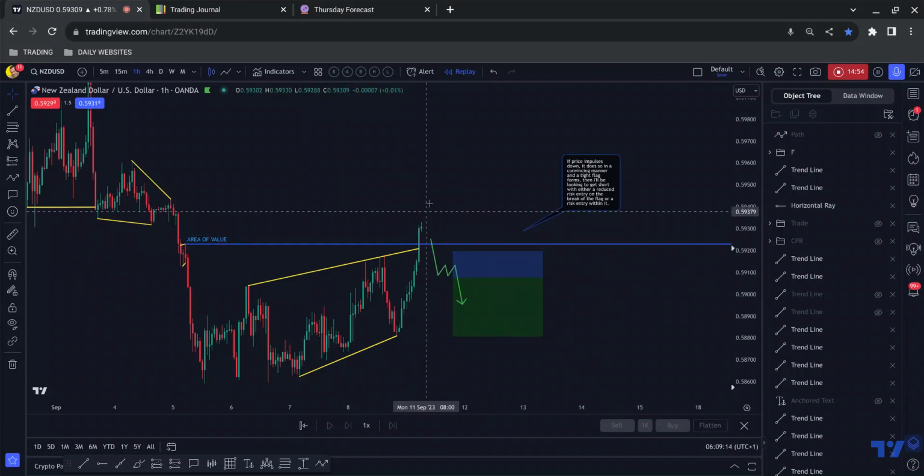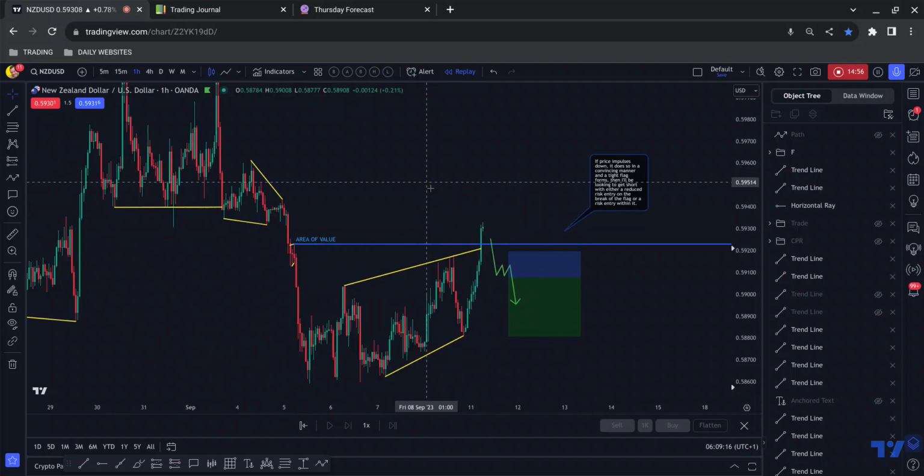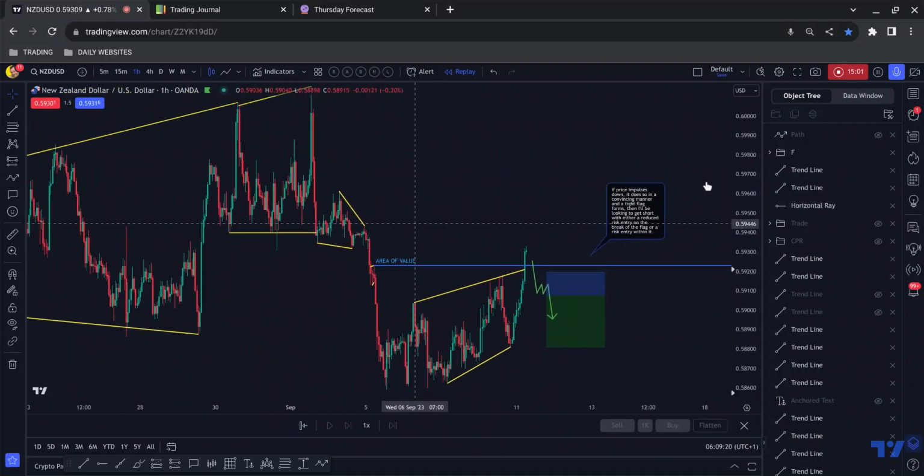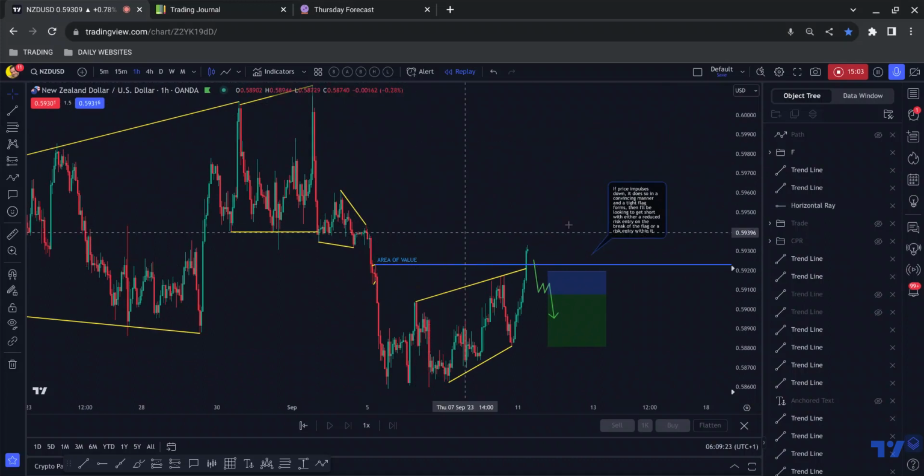And if it doesn't trigger and we push all the way up to here, for example, then this correction, even if we tapped into this area, would be disproportionate to the move down. So I would not be interested. So that is Kiwi dollar.